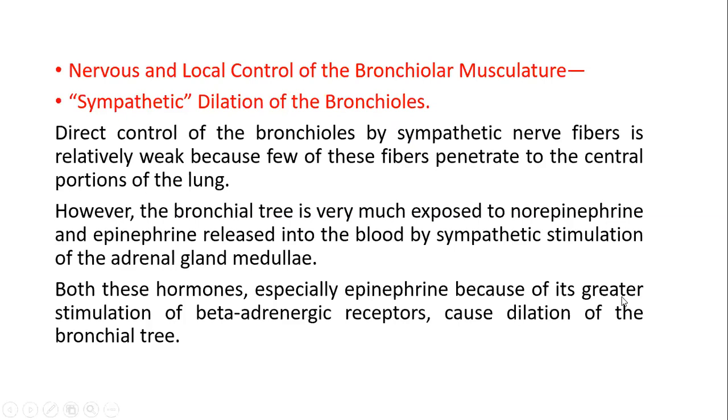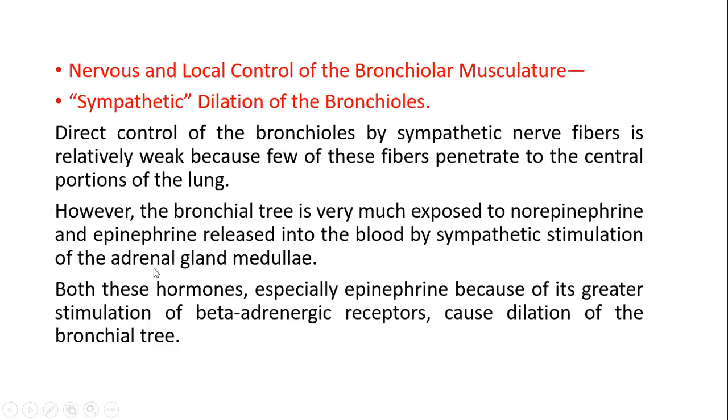Regarding nerve control, we start with the sympathetic effect, which is bronchodilation. Direct control of the bronchioles by sympathetic nerve fibers is relatively weak because few of these fibers penetrate to the central portion of the lung. However, the bronchial tree is very much exposed to norepinephrine and epinephrine released into the blood by sympathetic stimulation of the adrenal medulla.